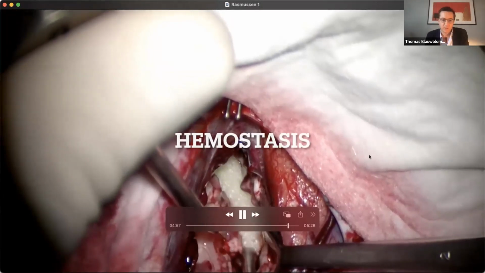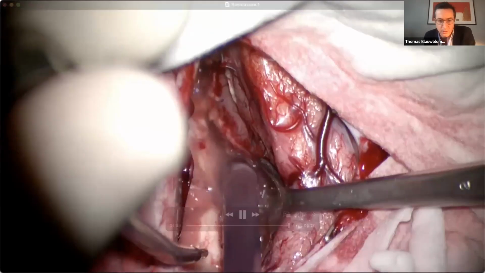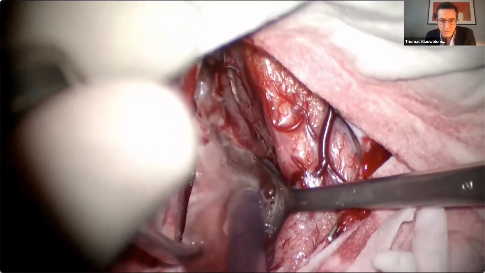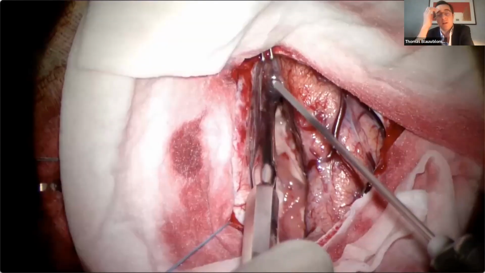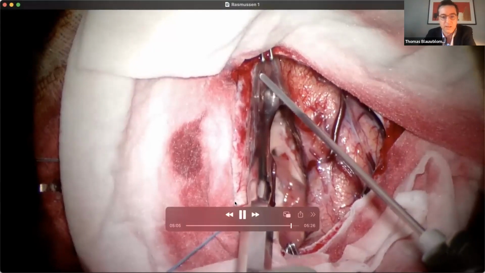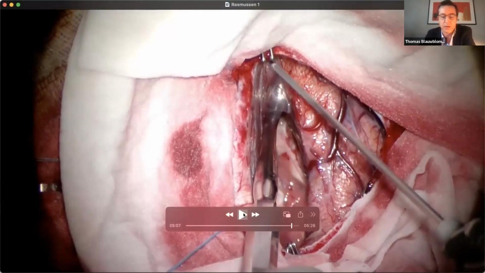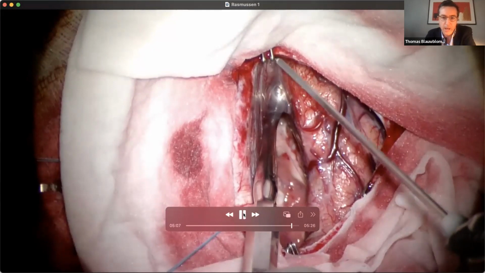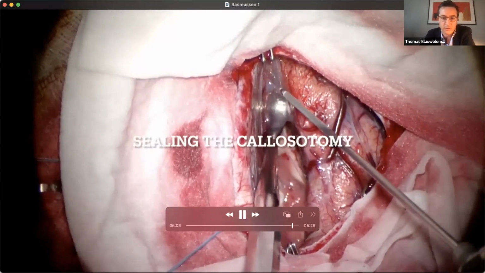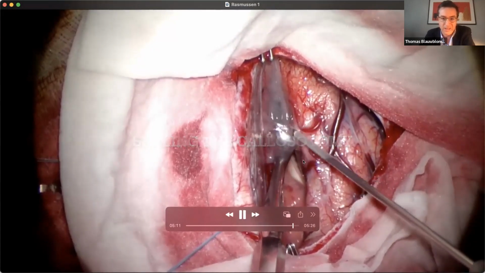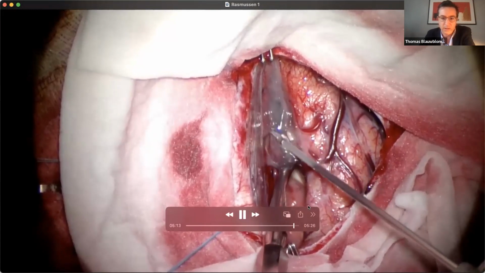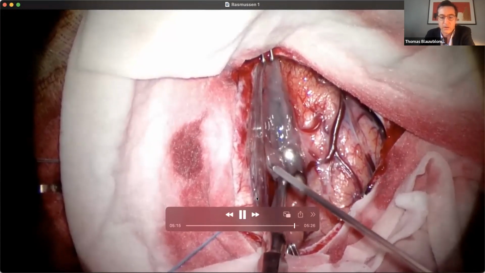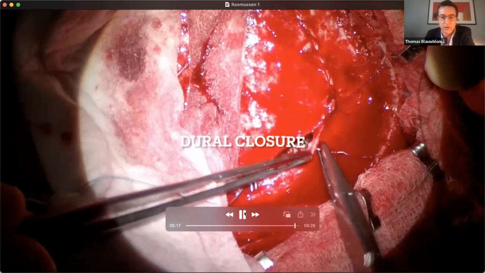I think hemostasis is really important. We never put any things like Surgicel or this kind of things. We use Floseal because you can rinse it, so you don't have any foreign material in the brain. And I think it's important to prevent post-operative central fever. We close the callosotomy with fibrin glue in order to obtain sealing of the callosotomy and of the CSF space to avoid pericerebral collection.